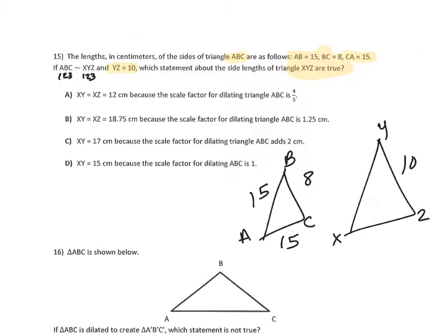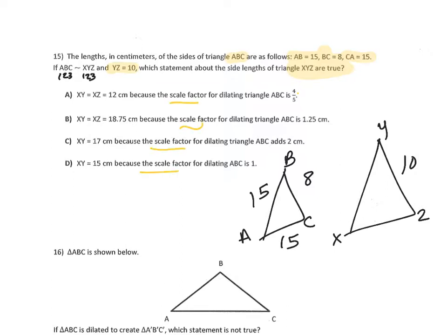A says X to Y equals X to Z equals 12 because the scale factor for dilating the triangle is 4 to 5. 18.75 because the scale factor for dilating is 1.25. So they're all asking about the scale factor.